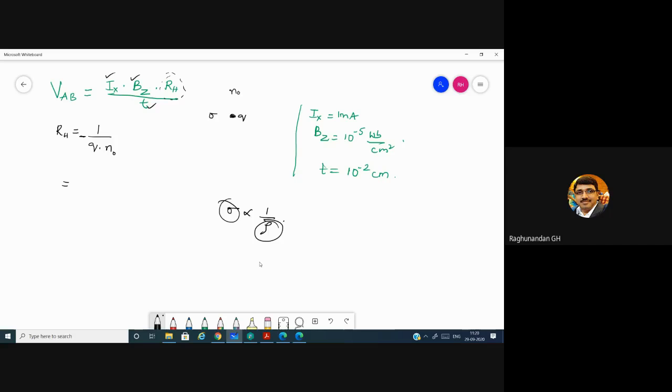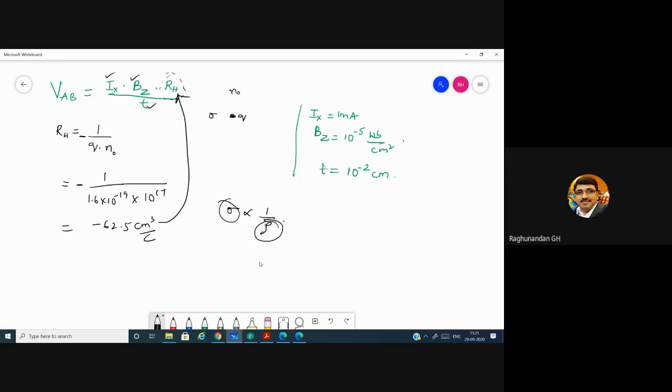Now can you tell me the answer fast? You know the value. 1 by 1.6 into 10 to the power of minus 19 into 10 to the power of 17. Yes, minus 62.5. Minus 62.5 centimeter cube per coulomb.